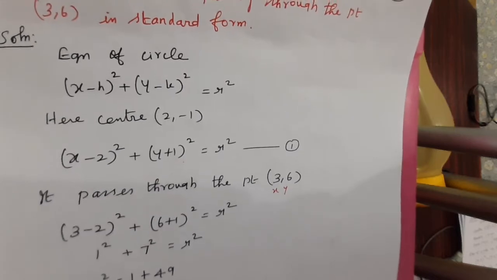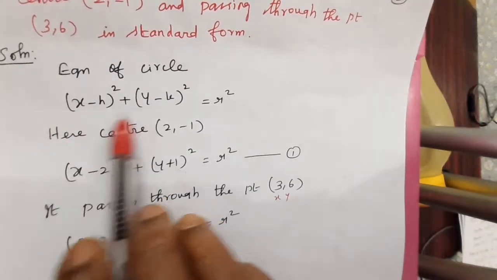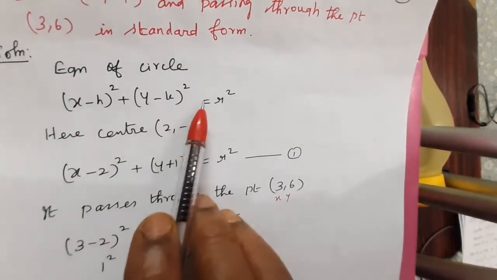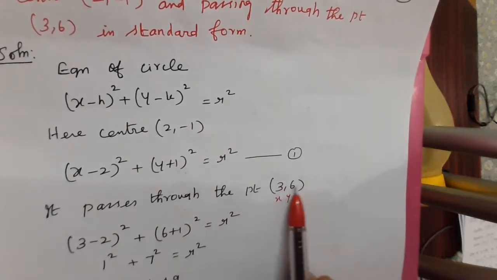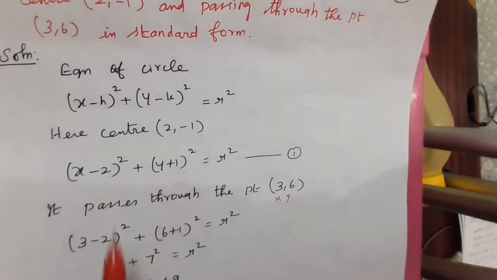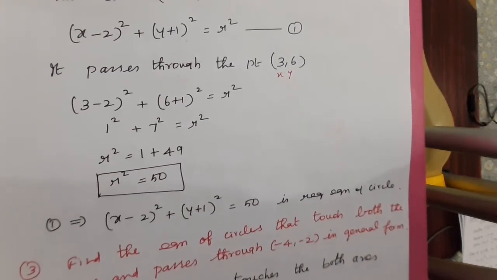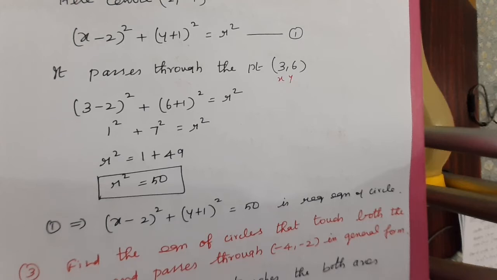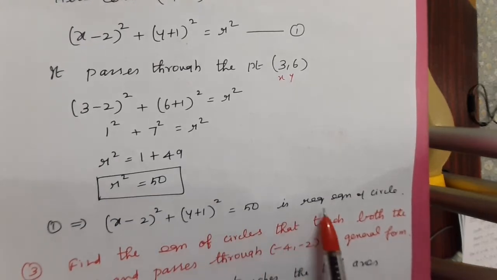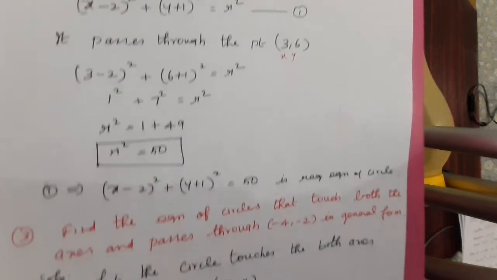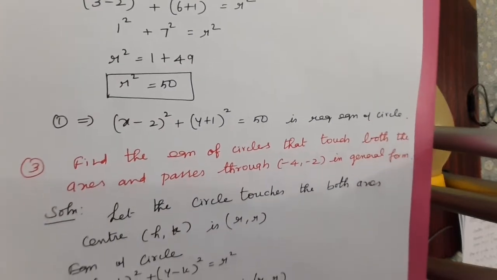Here the center and the point it passes through are given. So first we substitute the values of h, k in the equation of the circle. Then, using the point (3, 6) and the center, we find the radius. After finding the radius, we substitute into the standard form (x − h)² + (y − k)² = r². So (x − 2)² + (y + 1)² = 50 is the required equation of the circle. What is the second question?